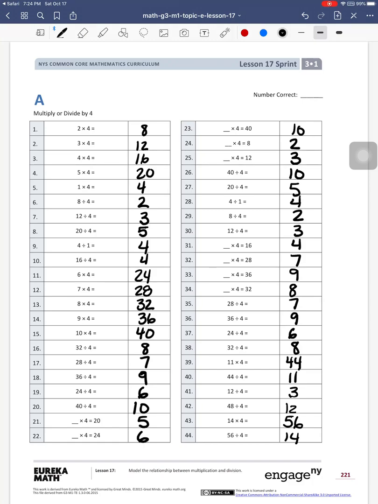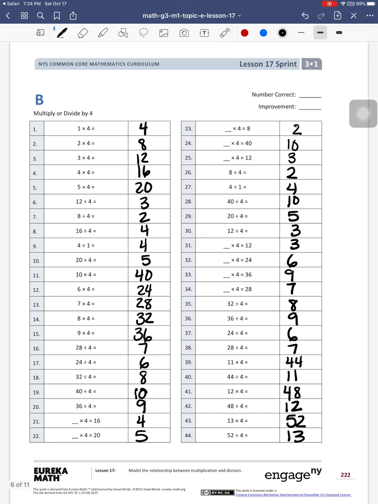All right, it's time to check Module 1, Lesson 17. Here we see Sprint A. Press pause while you're checking your answers. After you're done, write how many you have correct right here on that line. Then you can come to Sprint B.